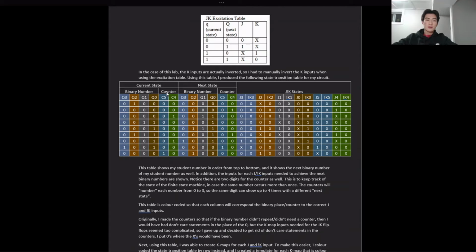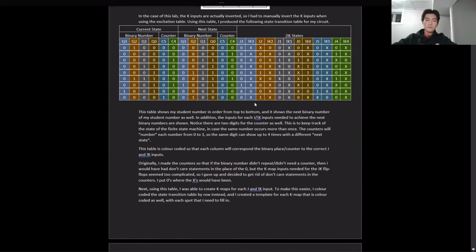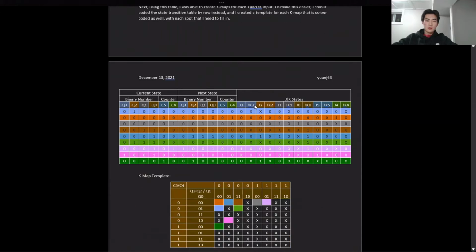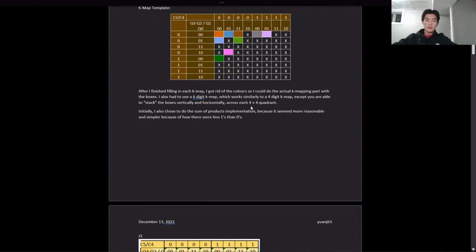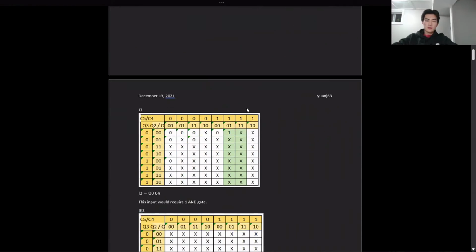I also had counters in case the same digit popped up twice or even 3 times, so that even if it was the same digit, it wouldn't be the same state. And then after this, I could K-map everything and get the inputs that I needed.